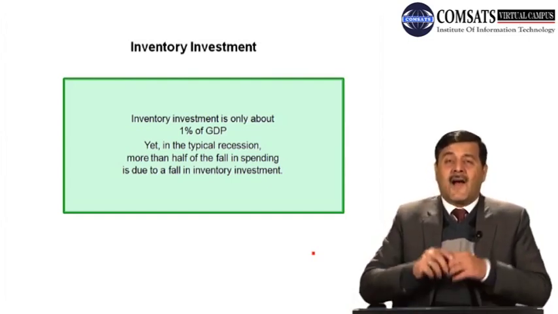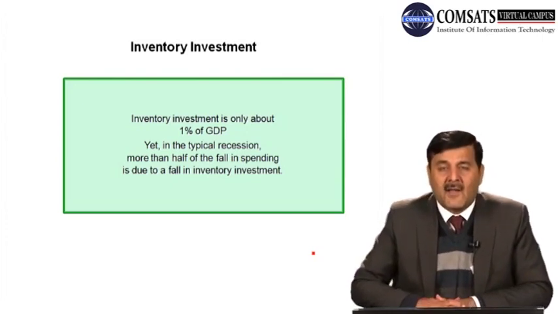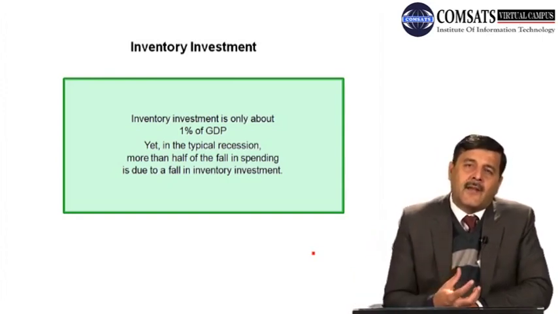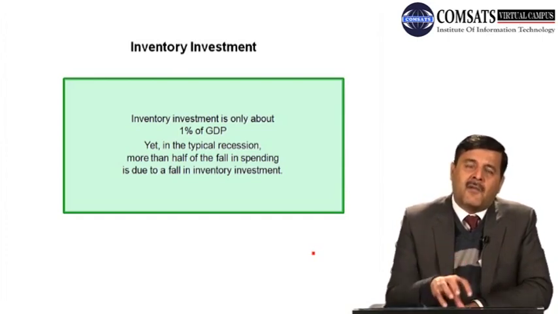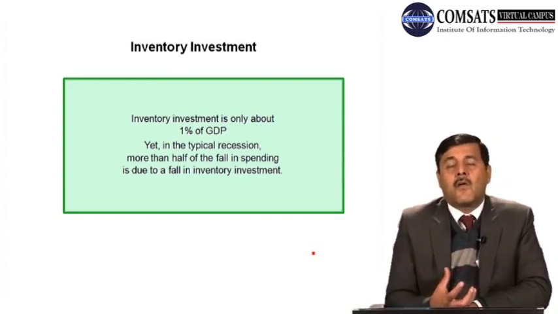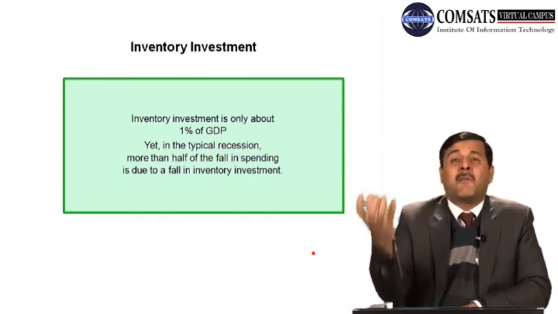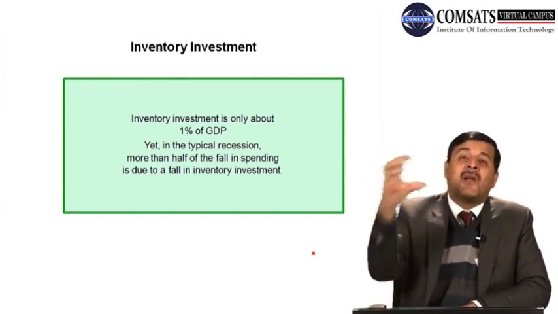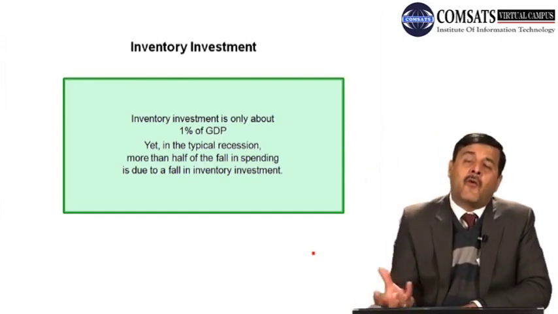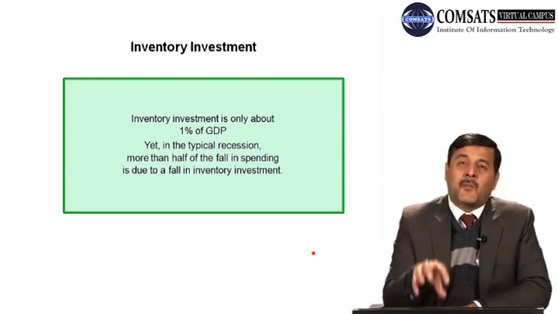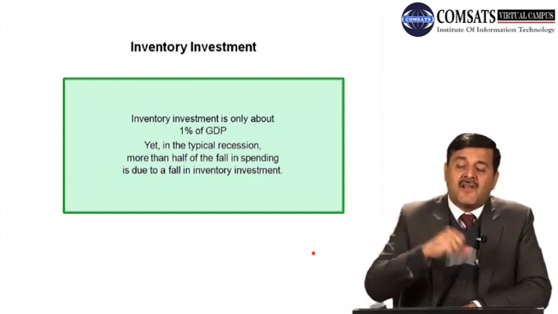Economists agree on this. When we talk about recession, output falls, investment falls, employment falls, and unemployment rises. When recession occurs, overall spending falls, and aggregate demand in the economy falls, right? When spending falls, it is said that one half of the fall in spending is due to the fall in inventory investment.